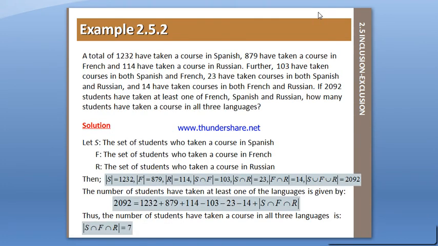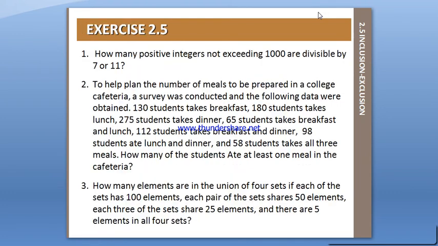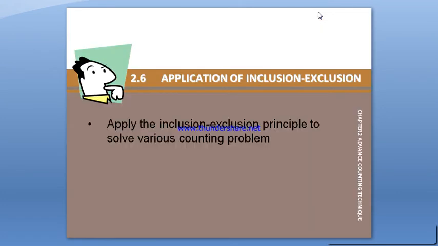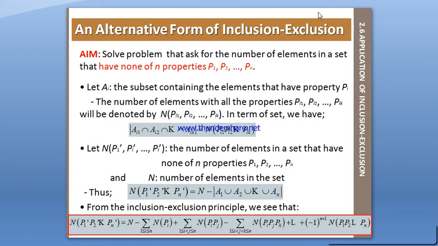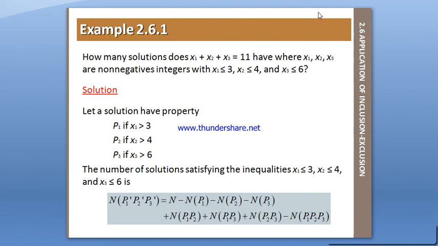Now let us see the other problem, similar other such problems. Now let us see the applications of inclusion and exclusion in solving various other counting problems. Here is given the alternate form of the inclusion exclusion in terms of the properties that the elements of a set possess. Right? Let us consider an example.